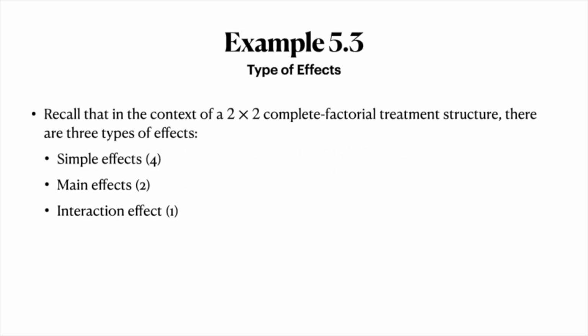Recall that in the context of a 2x2 complete factorial treatment structure, there are three types of effects. Simple effects, of which there are four, main effects, of which there are two, because there are two factors, and then one interaction effect. And you'll recall that we can think of the interaction between these two factors in two different ways, from two different perspectives. We can think of the interaction of factor A with B, or we can think of the interaction of B with A. But as we've seen in the past, those are equivalent interactions. They're going to be numerically equal, so we just say that there is one interaction effect.